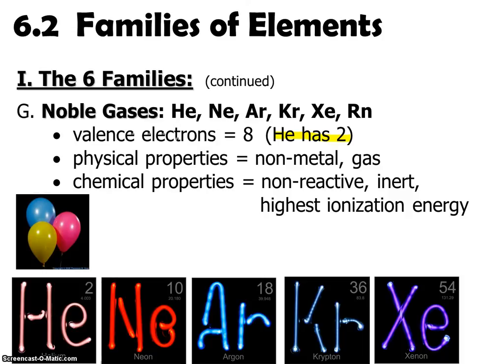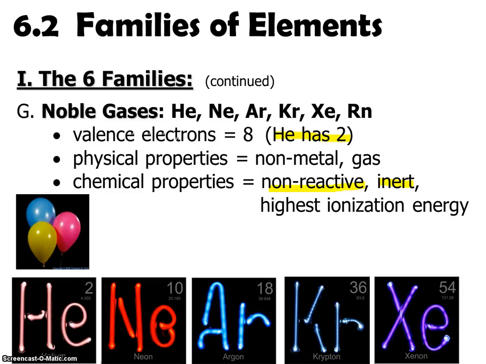They have the highest ionization energy because they refuse to let another atom remove one of their valence electrons, but they themselves will not react with another element, which is why they are considered to be inert or noble, because they will not react with or interact with any other elements.